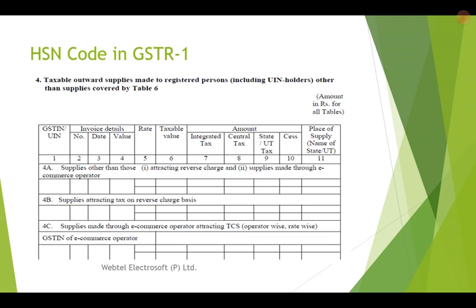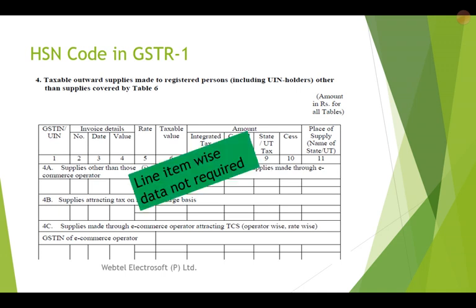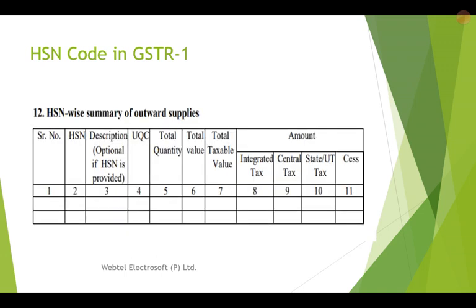Coming to HSN code in the GSTR1, thankfully we don't have to give line item wise details of invoices. We have to give only the rate wise taxable value. But this is going to change now.